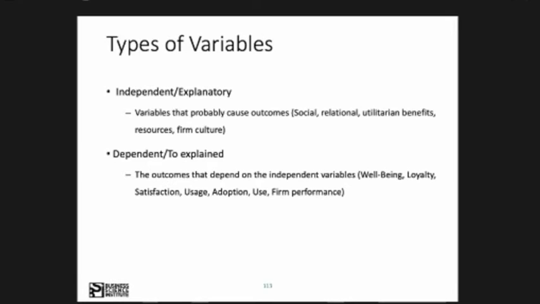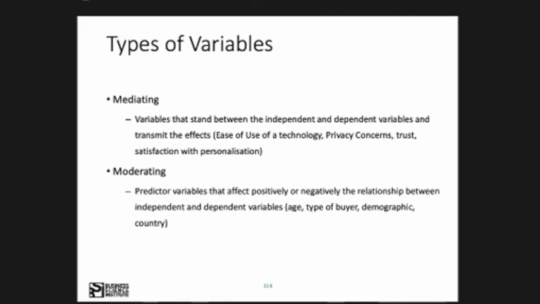We have the mediating variables, which are variables that stand between independent and dependent variables and transmit the effects, for example, ease of use of a technology, privacy concerns, trust, satisfaction with personalization. So they mediate the impact of the independent variable on the dependent variable. And we have the moderating variables, which are predictor variables that affect positively or negatively the relationship between the independent and dependent variables. For example, age.